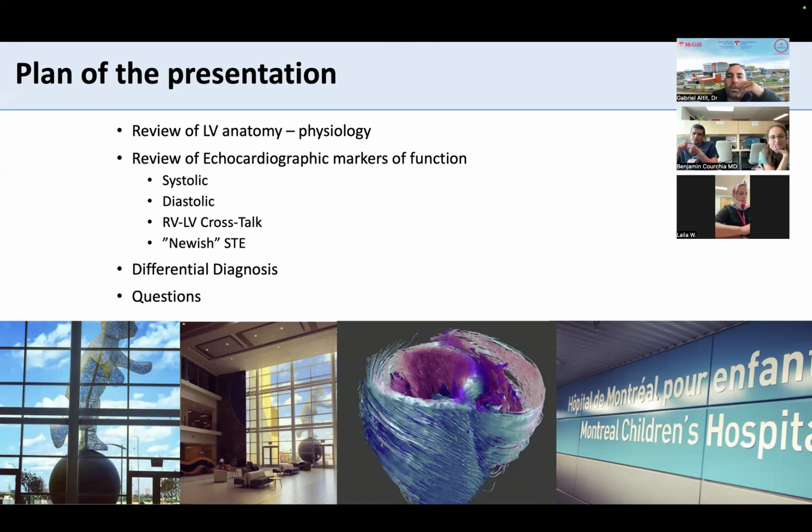We'll talk about some of the echo markers of function, some that are obvious systolic, diastolic, which is a bit more complicated to evaluate in the newborn period and even in the pediatric period. It's a bit of an esoteric field, I would say. We'll talk about the combination of RV and LV crosstalk when there's normal configuration of the heart. It becomes much more difficult when there's not normal configuration of the heart. And because we're not doing a cardiology fellowship, we're not going to go into that.